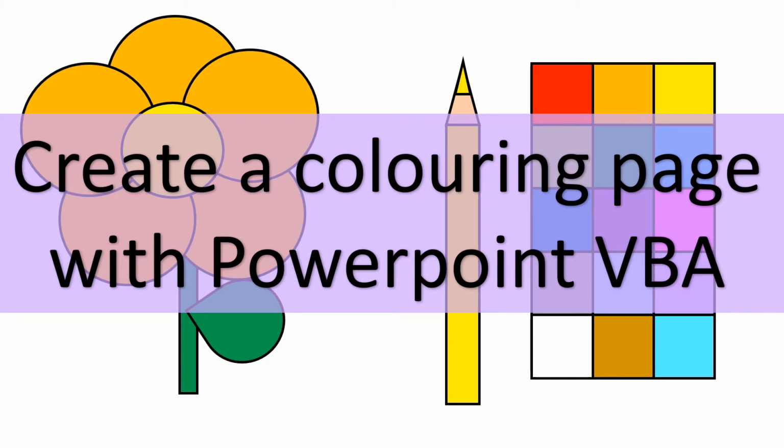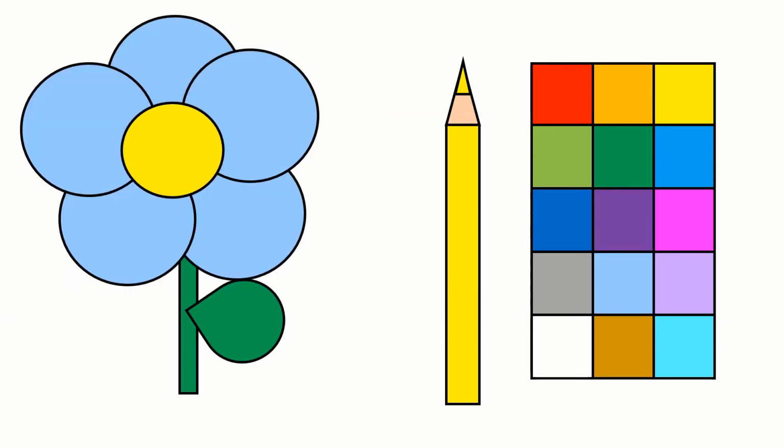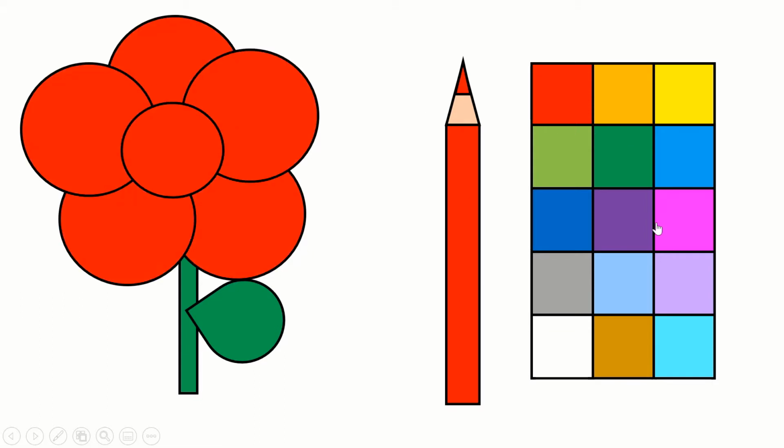Everyone, my name is Rachel and today I'm going to show you how to create a coloring page with PowerPoint VBA. So your coloring page is going to look like this with a flower, a pencil and a color palette. You can choose any color you want to. It will change the color of your color pencil and then you can apply it to your flower.